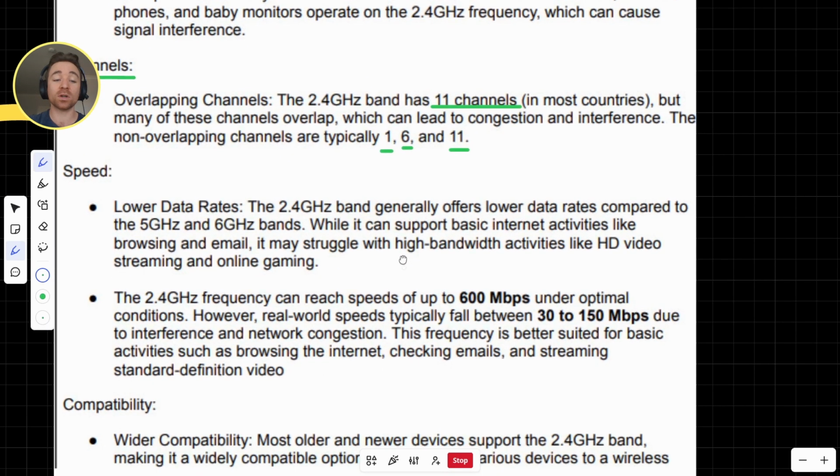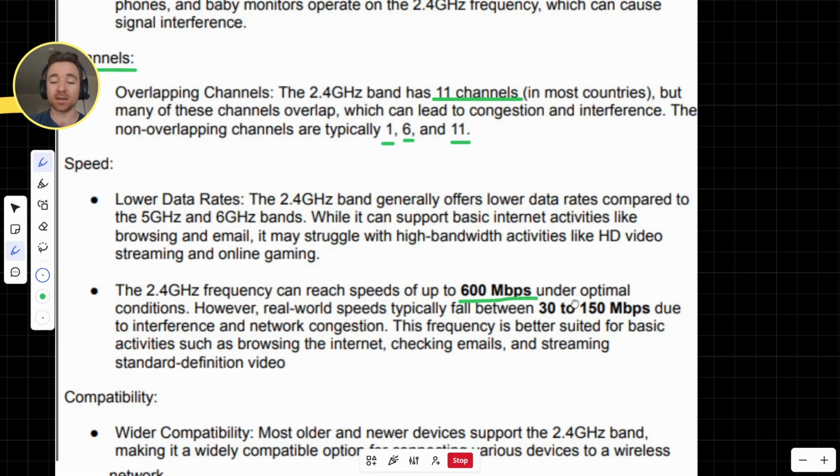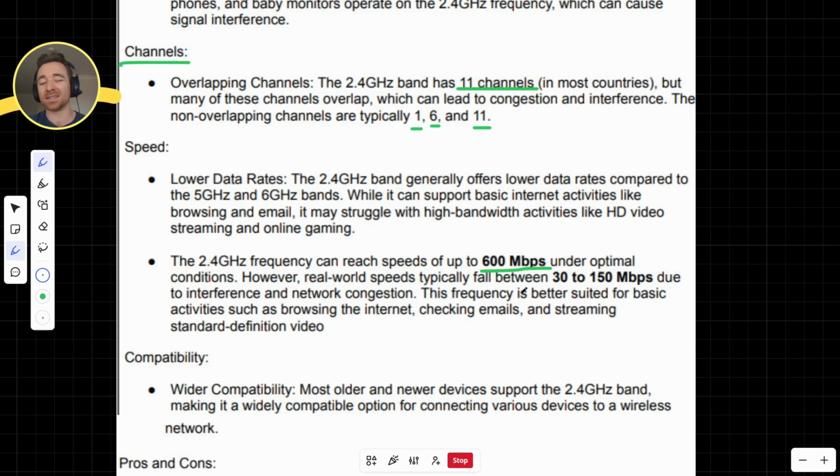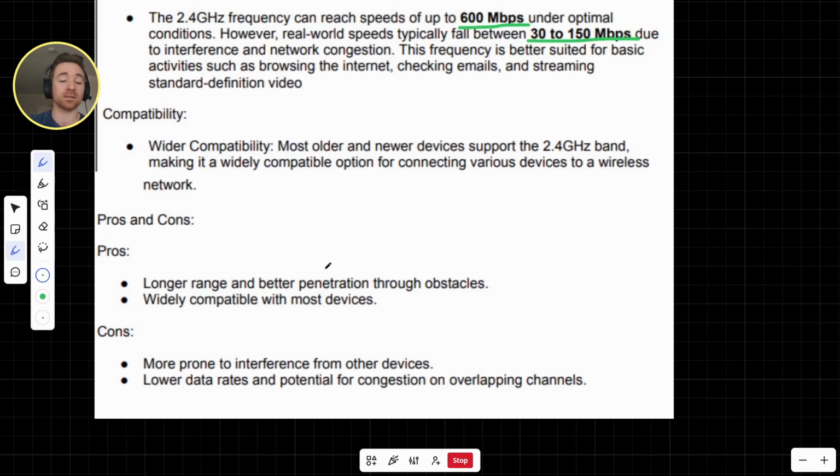Speed, we talked about the speeds. So you can get speeds of up to 600 megabits per second, but realistically, that's ideal. Realistically, 30 to 150 megabits per second. So the lower end on the speed compartment, it is very widely compatible. So pretty much every device supports 2.4 gigahertz. So that is something to take into consideration as well.